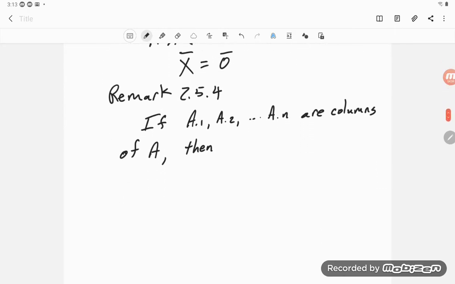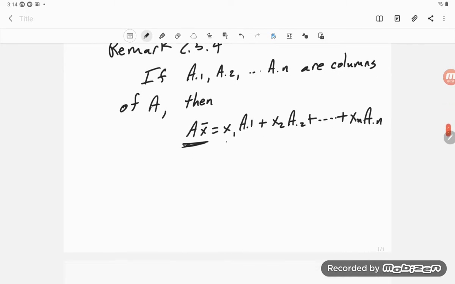But then AX equals x1 times A dot 1 plus x2 A dot 2 plus all the way to xn A dot n. So again, this is back with the matrix multiplication. One way to view matrix multiplication is that the result of doing this is just taking a linear combination of the columns of A, where the multipliers are just the entries in that x vector.